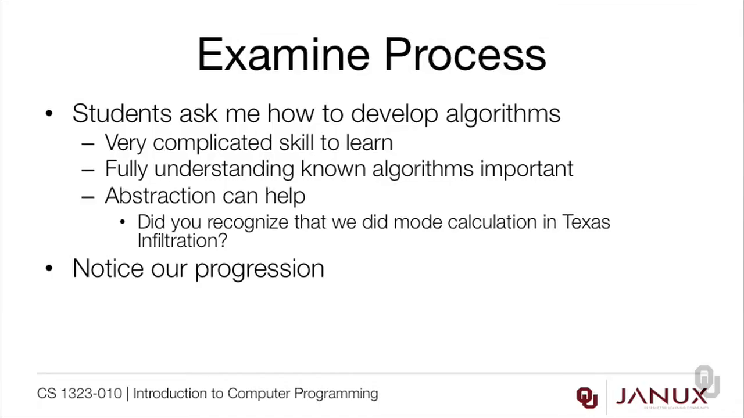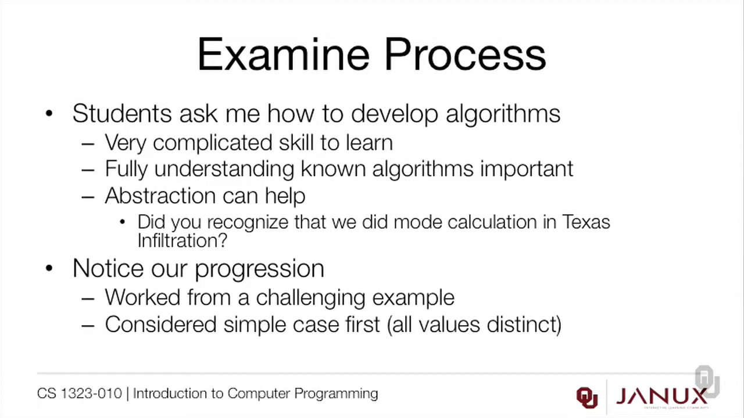So let's take a look at our progression through this problem. We started with a challenging example. Then we considered a simple case first. That's where all the values were distinct. And then we considered the more challenging case. So we worked up in degree of difficulty. We came up with ideas. We tested against our data until we eventually found something that's going to work. So now let's go and implement some code.